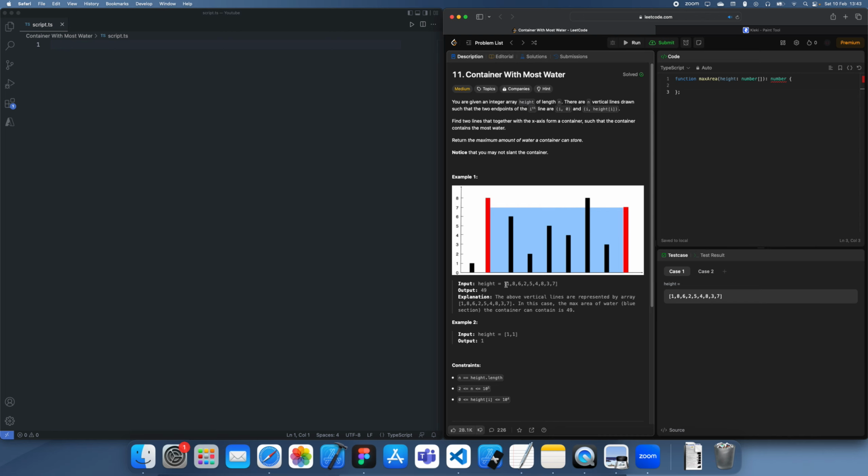So given this array of heights, we want to calculate the maximum amount of water a container can store. And obviously you can't tilt the container, that will just make things a lot more complicated. So we can only store water horizontally like this.